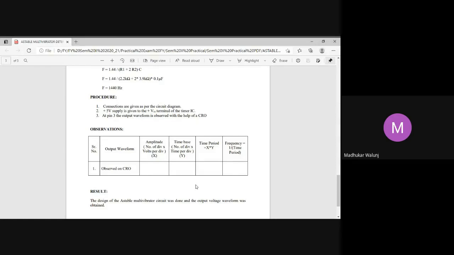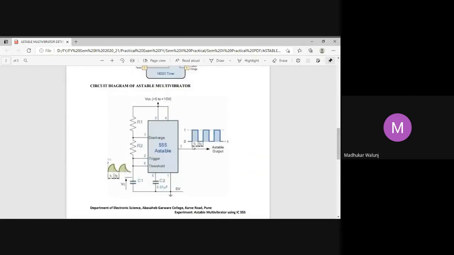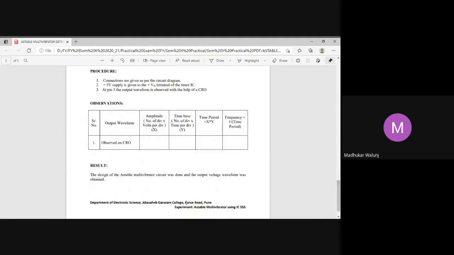In this way, the design of an astable multivibrator can be done. The output waveform available at the output will be like this waveform. It will have T1 and T2. The total time period will correspond to 1440. So this is the way this particular astable multivibrator experiment is done.